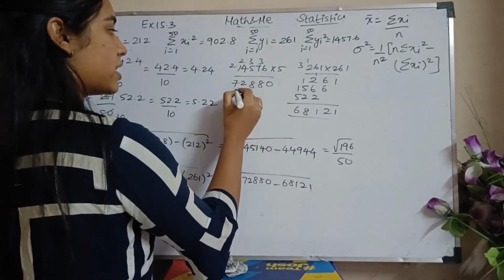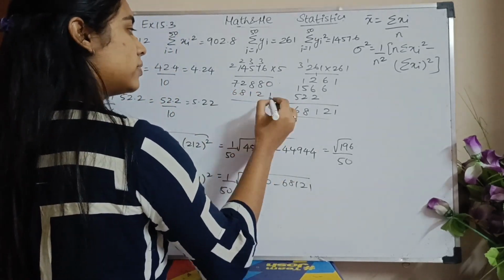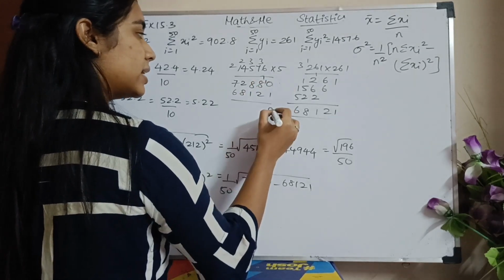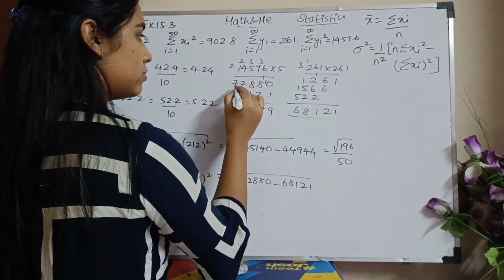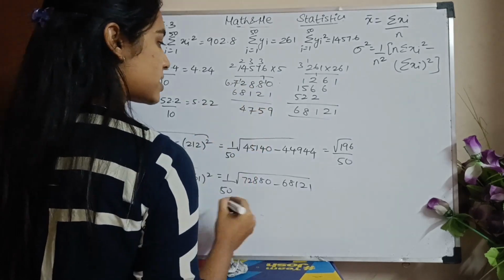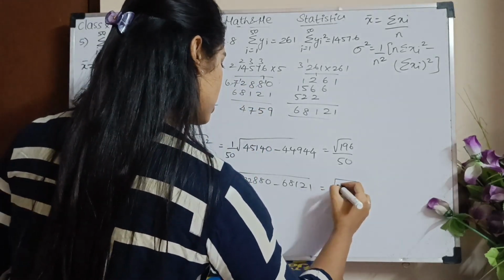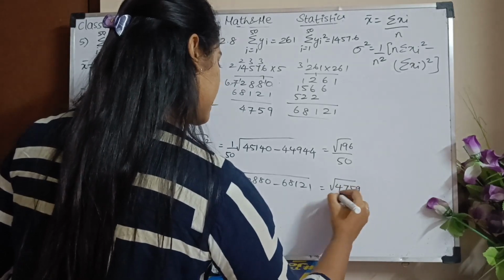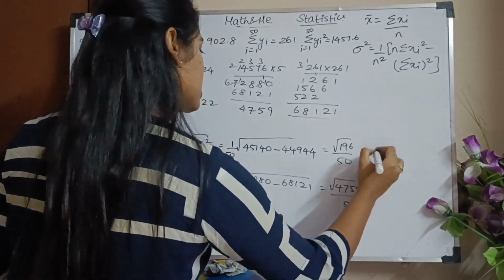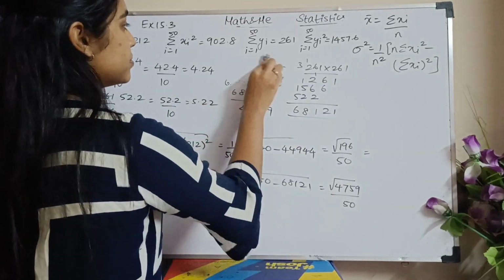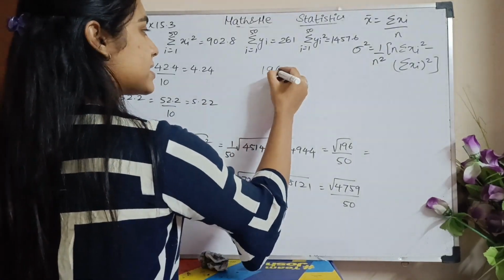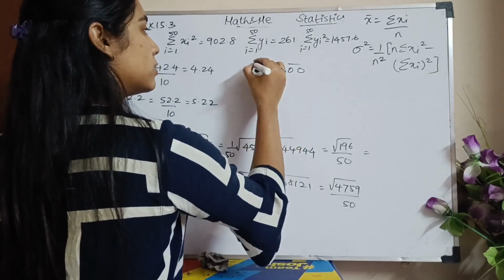So this minus 68121 will be, borrowing, 4759. So it will be square root of 4759 divided by 50. So square root of 196 will be, let's find out, 196.00.